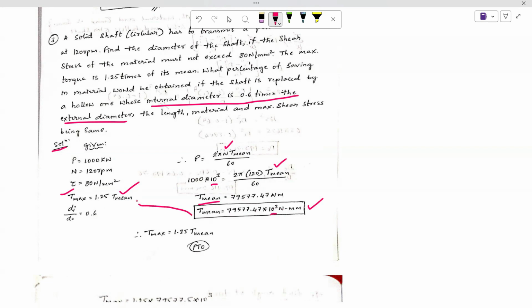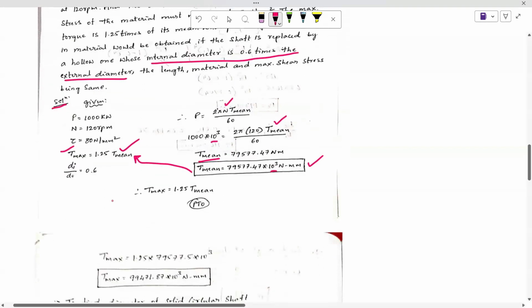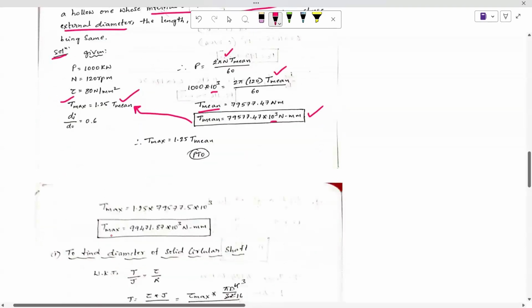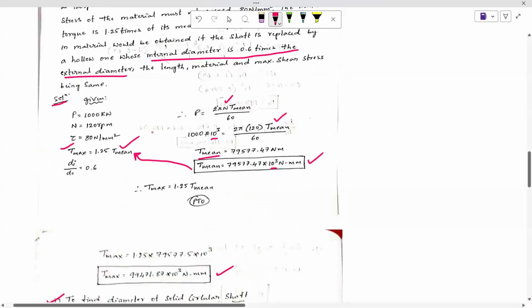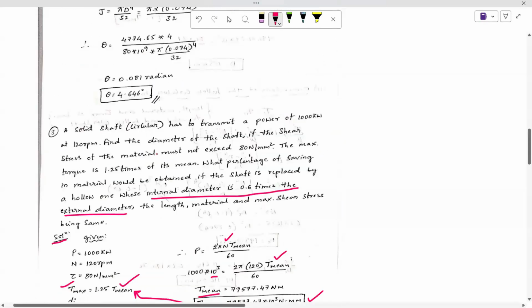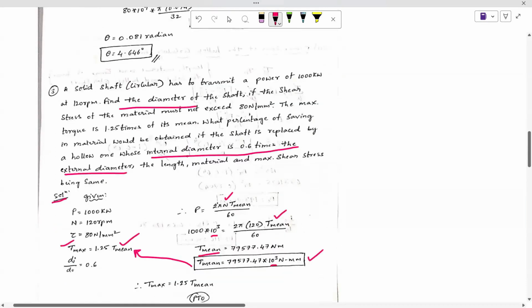Now substitute this value in this equation. T max is equal to 1.25 times the mean torque. When you substitute that, the maximum torque will be 99,471.87 into 10 to the power of 3 Newton millimeter. After finding this maximum torque, next is to find the diameter of the solid circular shaft. That is the first part, right? We need to find out the diameter of the shaft.